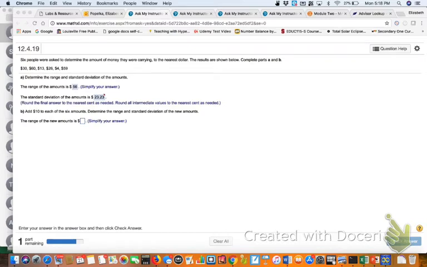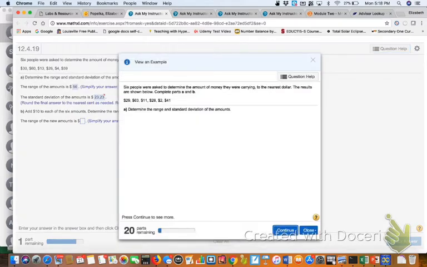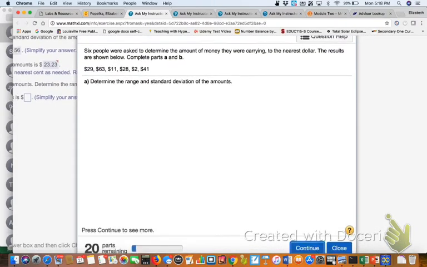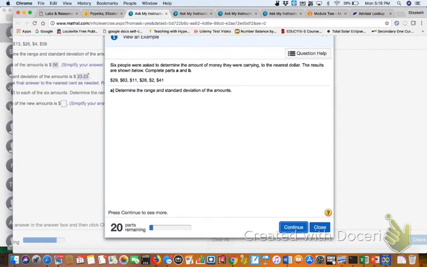So if you go up here to question help, there's a few different options. Obviously, I don't have to ask my instructor, but I do have right here view an example, which I believe you should have as well. So I'm going to click on that view example, and then I am going to enlarge it a little bit here. And it kind of goes through the steps for you.